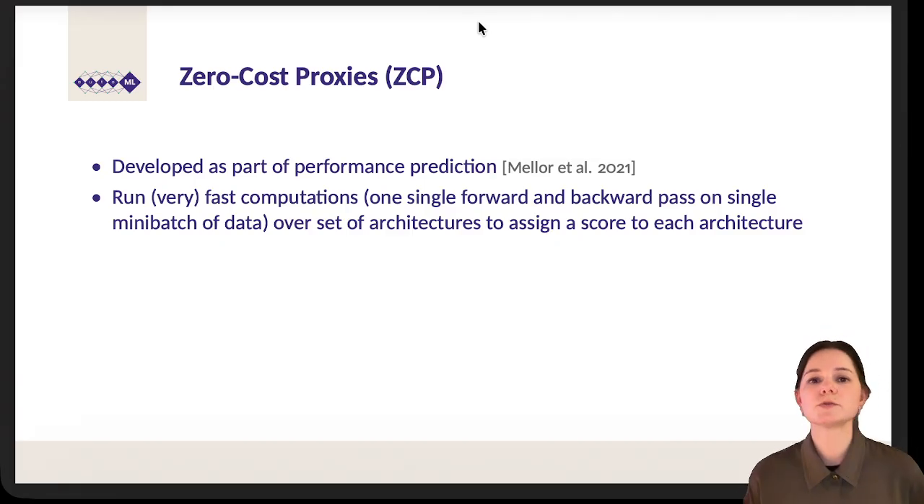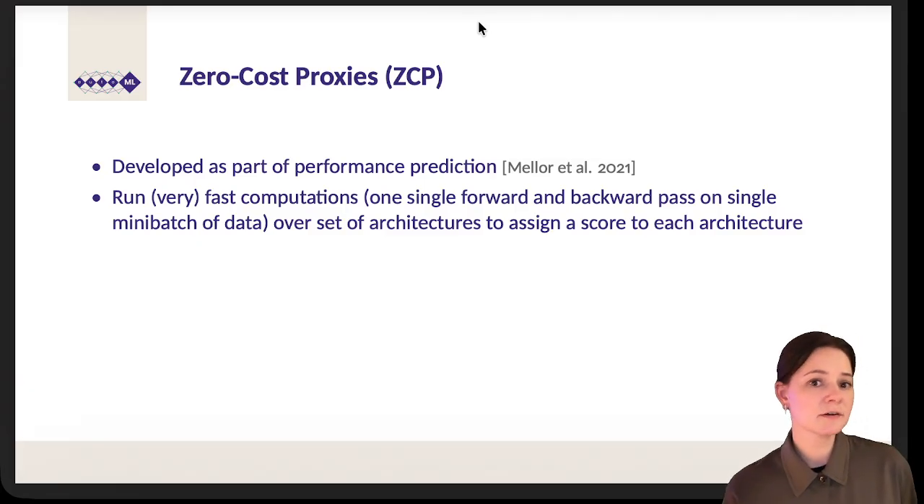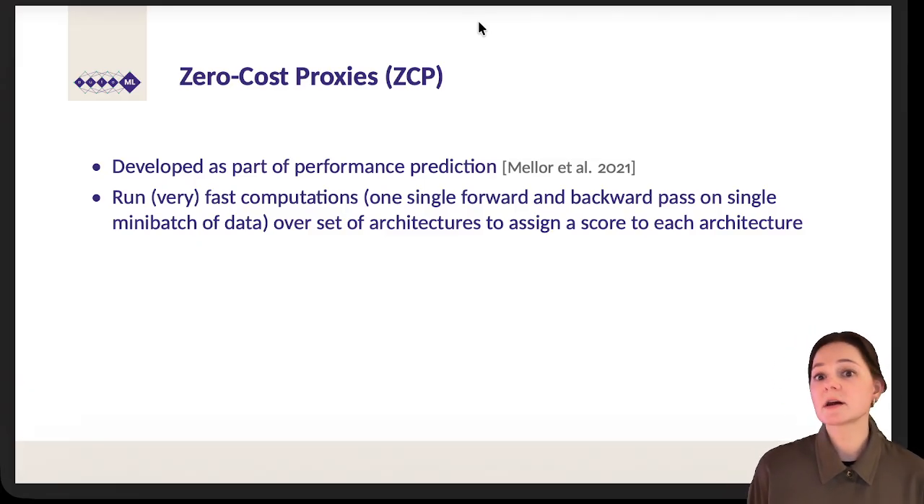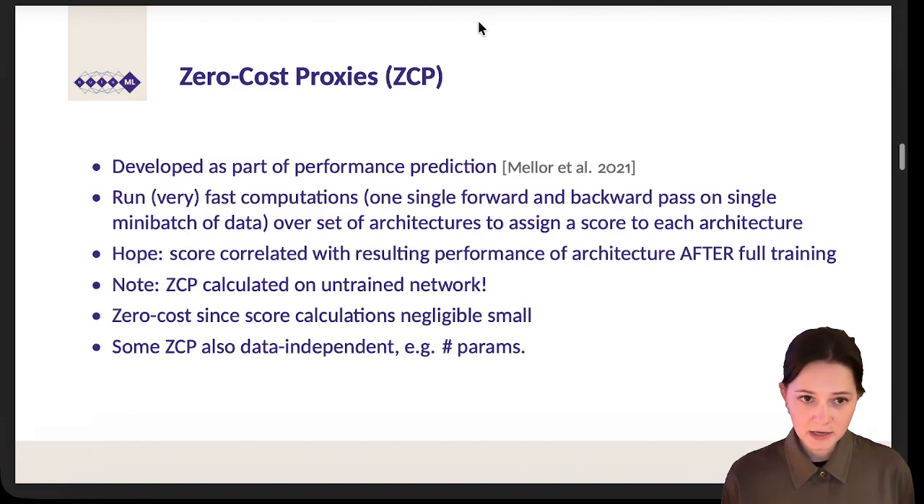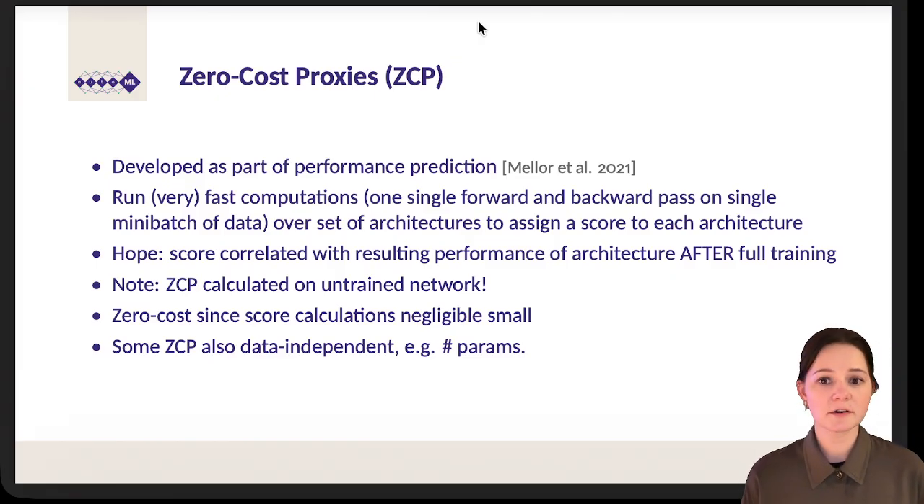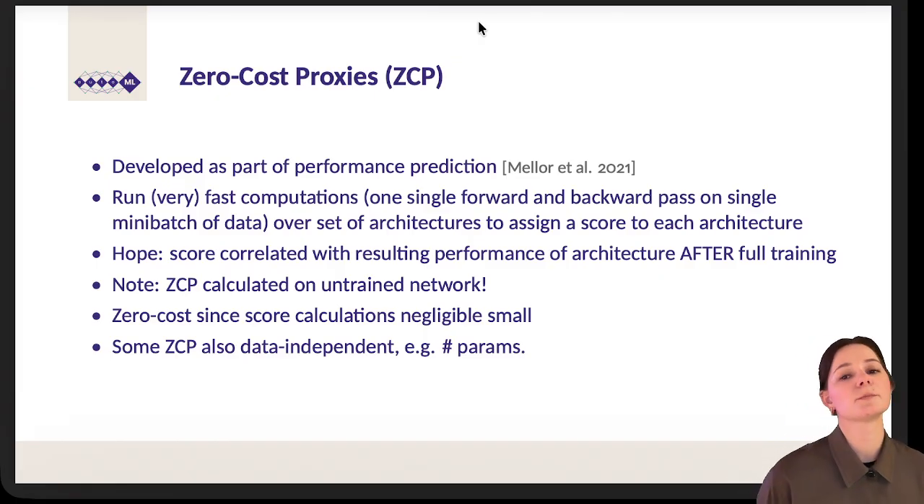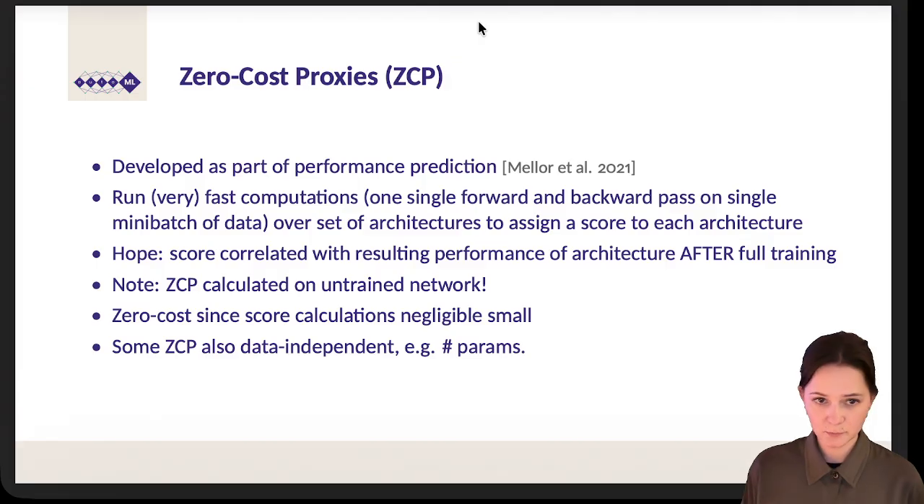On the other hand, we can use so-called zero-cost proxies. Zero-cost proxies were developed as part of performance predictor models in 2021. They run very fast computations, mostly a single forward and backward pass on a single mini-batch of data over a set of architectures, to assign a score to each architecture. The hope is that these scores are correlated with the resulting performance of an architecture after full training. So we calculate the score on an untrained network, and we want the score to be correlated with the performance after the training of the network.